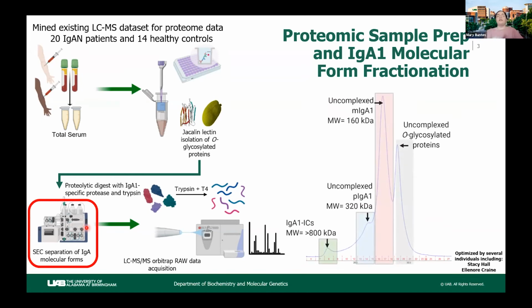This is where our sample prep becomes novel, because now we're no longer dealing with a large proteome of total serum, but we've isolated into the immune complexes themselves. Not only do we have that set, but we're able to have two molecular controls to compare to: uncomplexed polymeric IgA1 and uncomplexed monomeric IgA1, to see where these proteins lie when it comes to these fractions and if they are biologically relevant in that sense. They're trypsin digested and sent through LC-MS/MS Orbitrap to acquire the raw data.